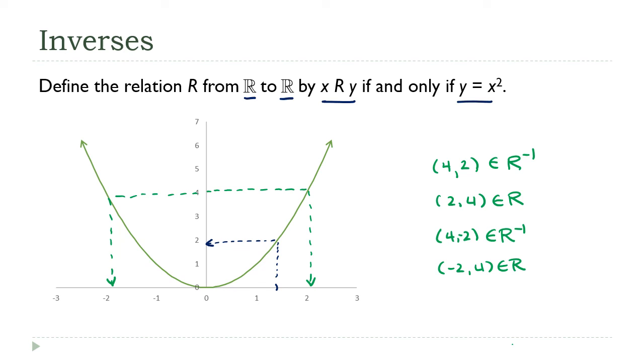So that's what we mean by an inverse. An inverse just takes all of the values from the original relation, all the ordered pairs, and reverses their order.